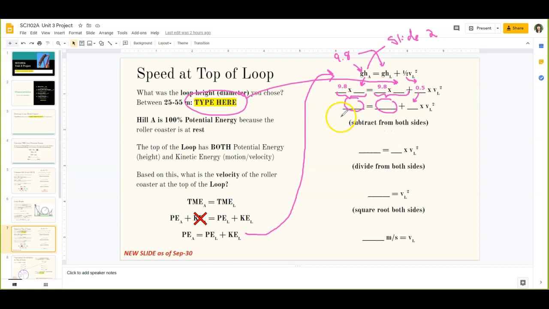Now what we need to do is we need to get rid of whatever's furthest away from our variable on its side of the equal sign. So currently what's furthest away is this term right here, which is being added.